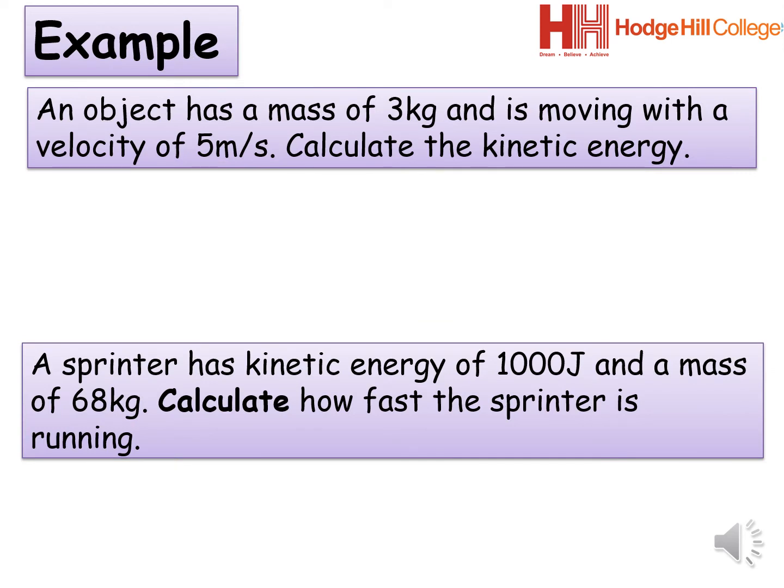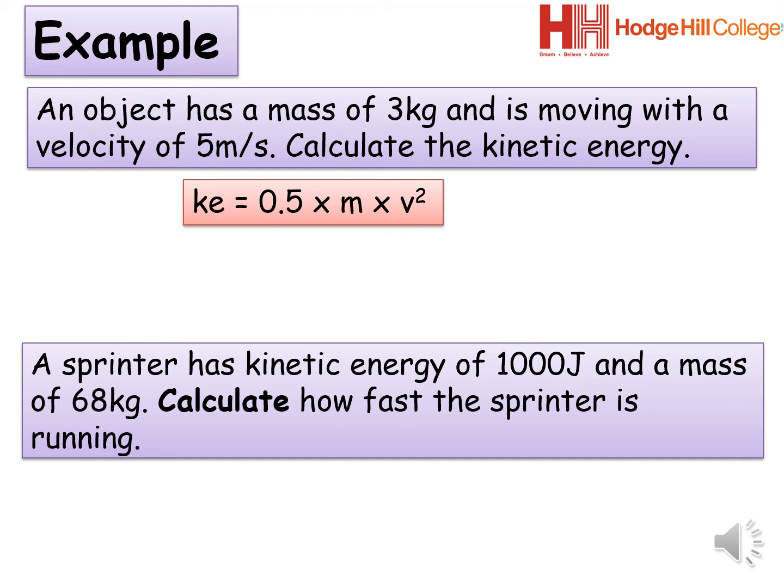Okay, so an example then of using our equation to calculate KE. So here's our first question. An object has a mass of 3 kilograms and is moving with a velocity of 5 meters per second. Calculate the kinetic energy. You don't have to write anything here, guys. We're just going through and looking at how we actually set our answers out again. So the first thing to do is to write your equation down, which would be KE equals 0.5 times mass times velocity squared.